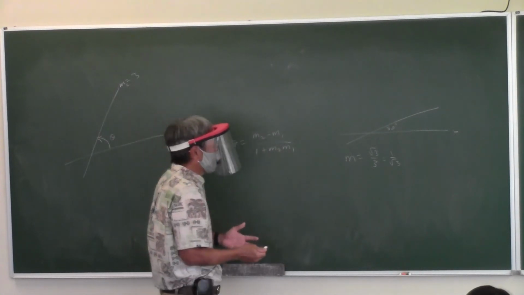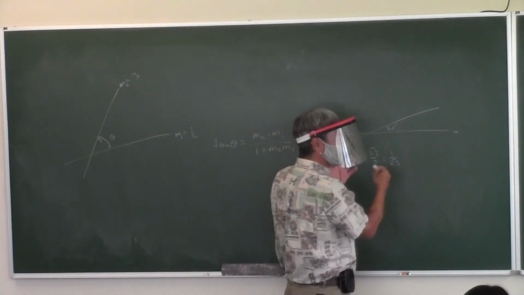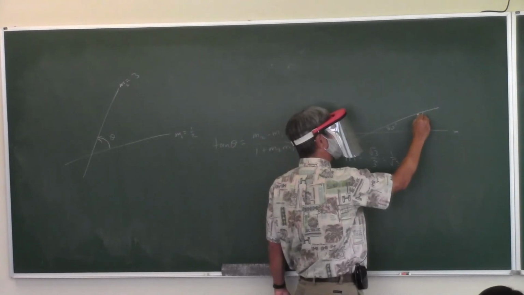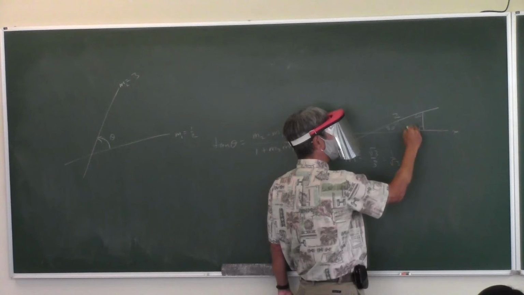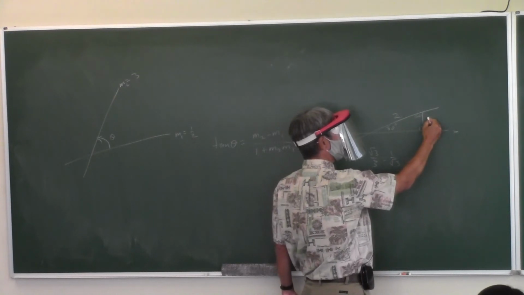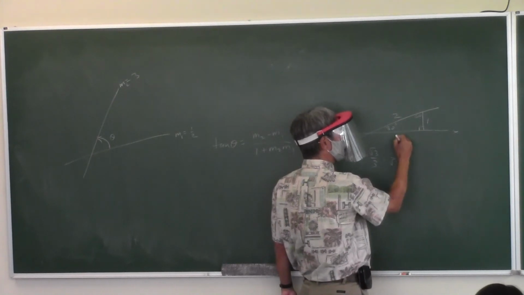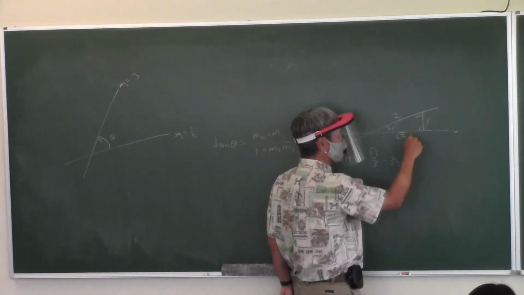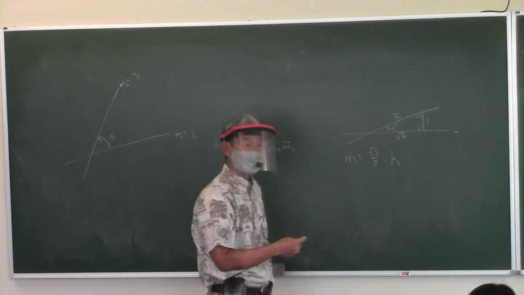How do you get that? Well, okay, what if you didn't know anything? Make a right triangle. In a 30, 60, 90 triangle, if the hypotenuse is 2, what's the short leg? 1, and then what's the long leg? Root 3, so therefore what's the slope? Rise over run. See, 1 over root 3, root 3 over 3.